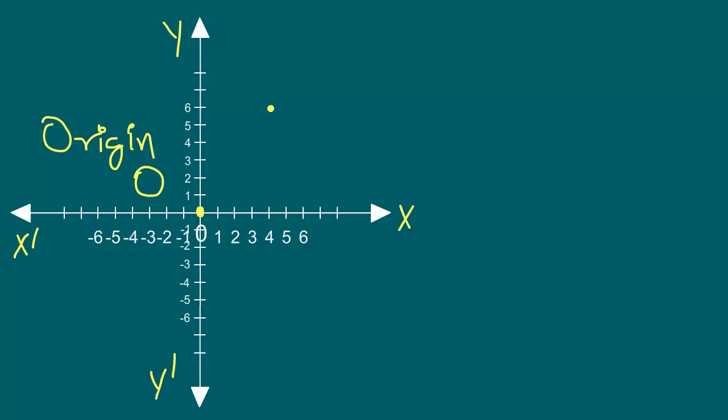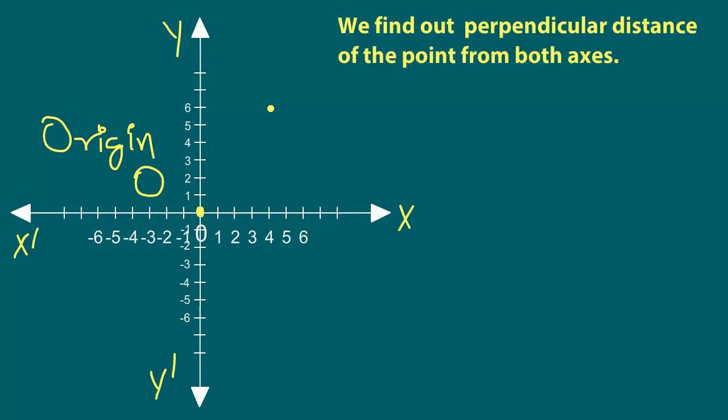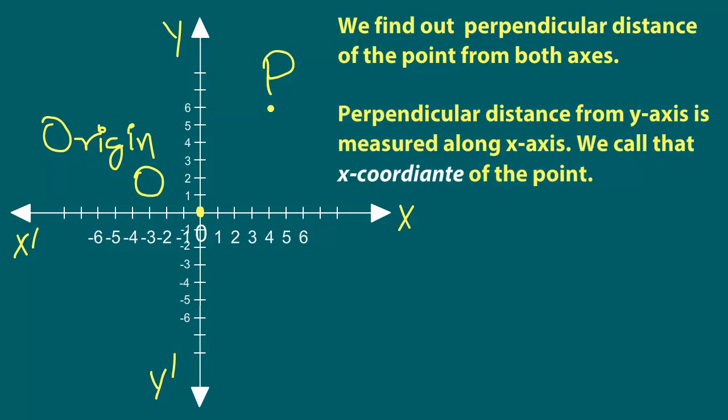Now what René suggested was that we have to find out the perpendicular distance of this point, let's call it point P, from both of these axes or both of these number lines. So we have the number line x, x dash and the y, y dash. We need to find out the perpendicular distance of this point from each of these two number lines. So he said that we find out the perpendicular distance from the y-axis, which is the y, y dash. And how do we find this out? Well, we simply drop a perpendicular from point P on the y-axis, and let's call this point A.